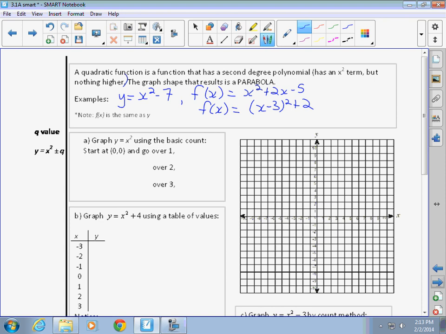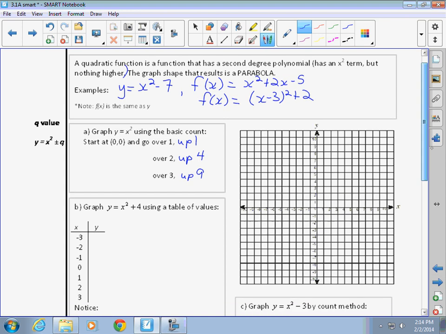Okay, so now we're going to look at some other characteristics of our graph. If we graph y is equal to x squared using our basic count method, we start at 0, 0, we go over 1, up 1, over 2, up that 2 squared, so 4, over 3, up 9. So I'm going to do my basic graph right there.